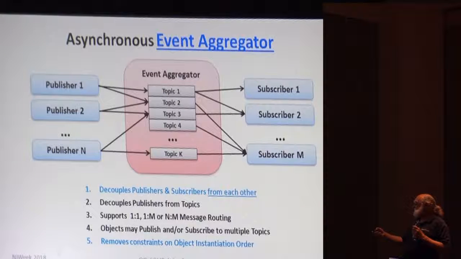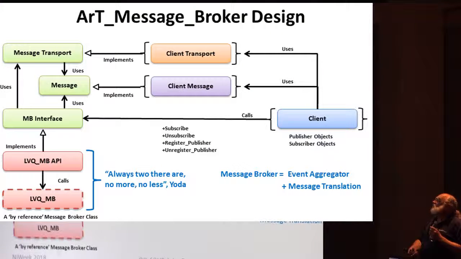And the extra benefit is that there are no more constraints on object initialization order, because whether this guy wants to subscribe to a topic, if this topic doesn't exist, it will be created on first request. So that makes things much simpler. This is the UML diagram, which I didn't want to go into. I did a presentation at the CLA Summit 2015, covering this in detail. There's a reference there, go and look at it if you're interested.